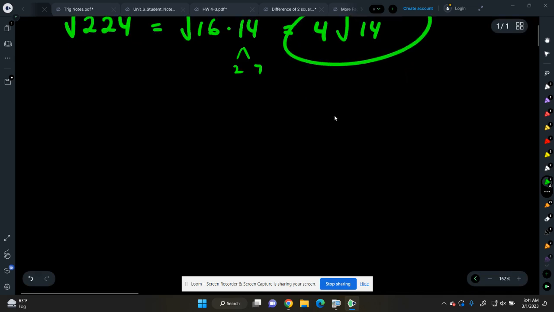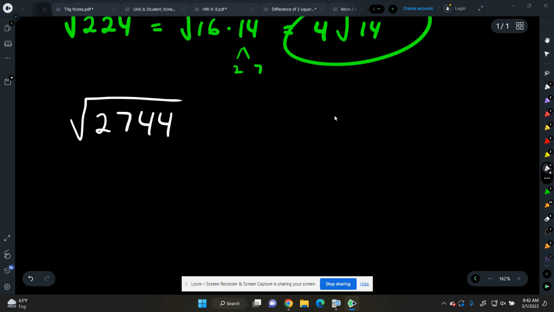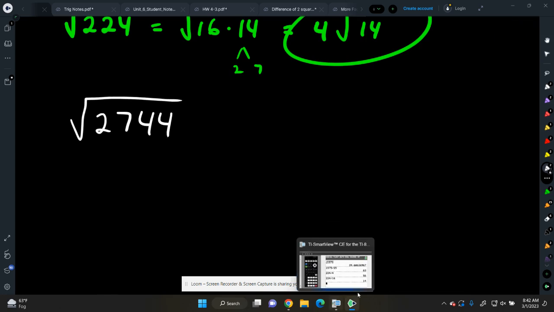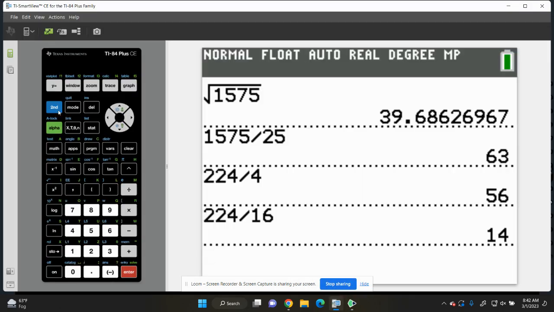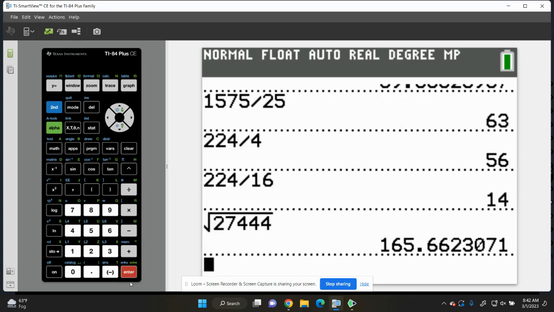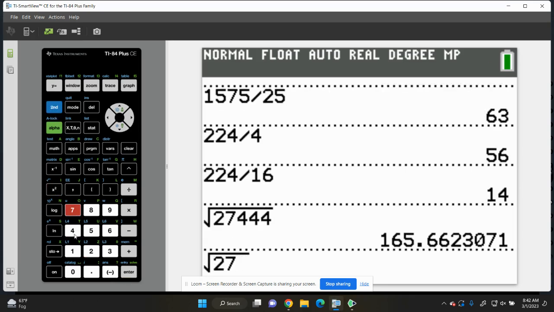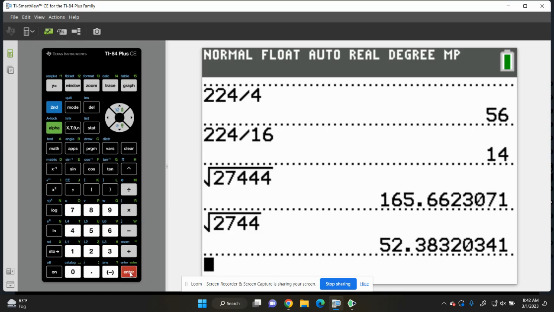Okay, the next one's a big one. Really big one. Square root of 2,744. I always check to see if it's a perfect square before I start. And it's not.